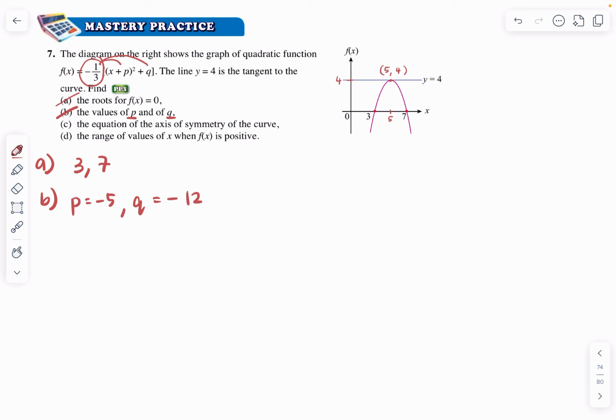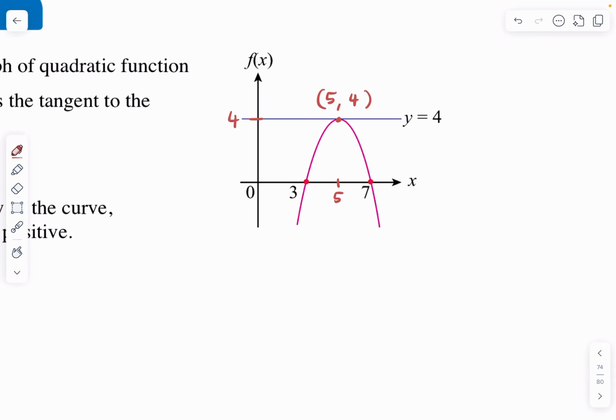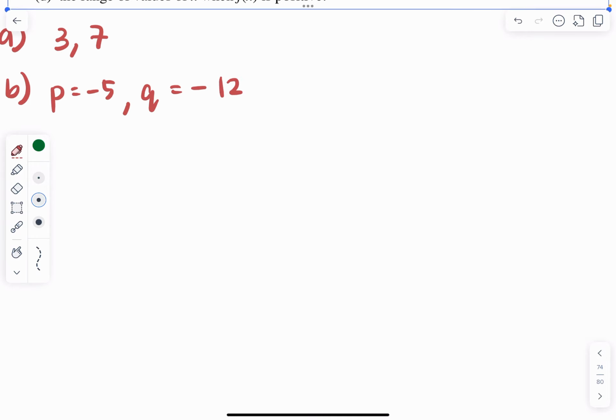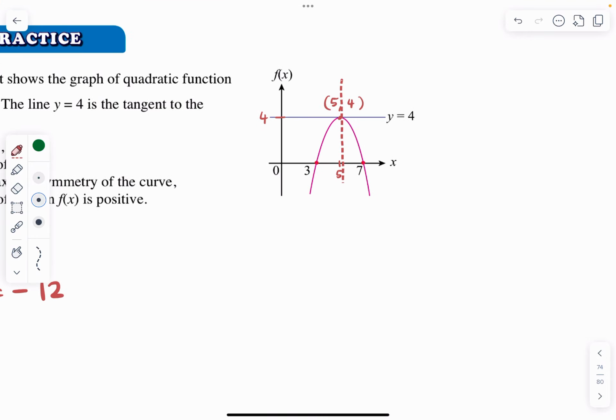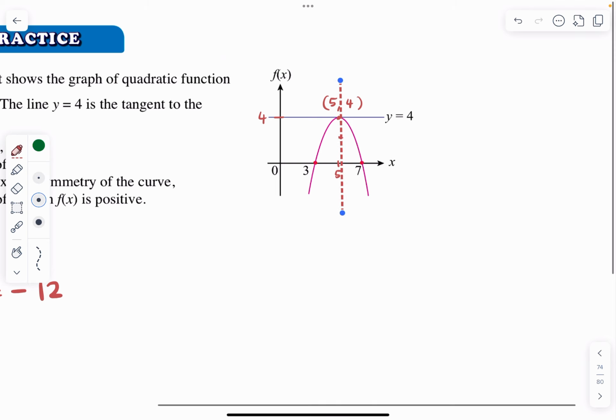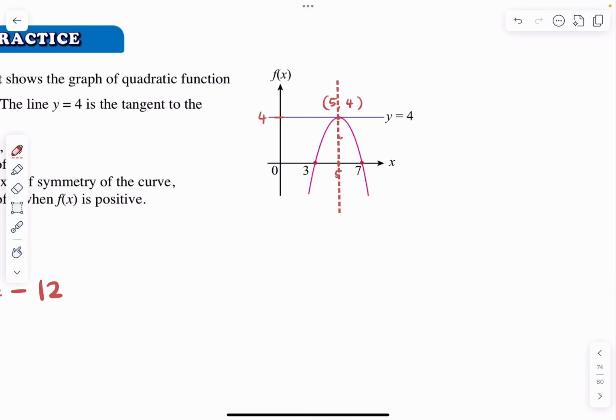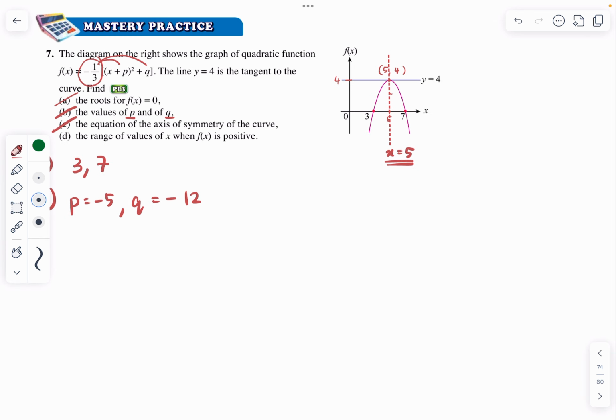Done. C, equation of axis of symmetry. Alright. So the axis of symmetry would be here. This will be the axis of symmetry. So this is just x equals to 5 lah. Okay, because this is a vertical line. So vertical line passing through 5 would be x equals to 5. Done.